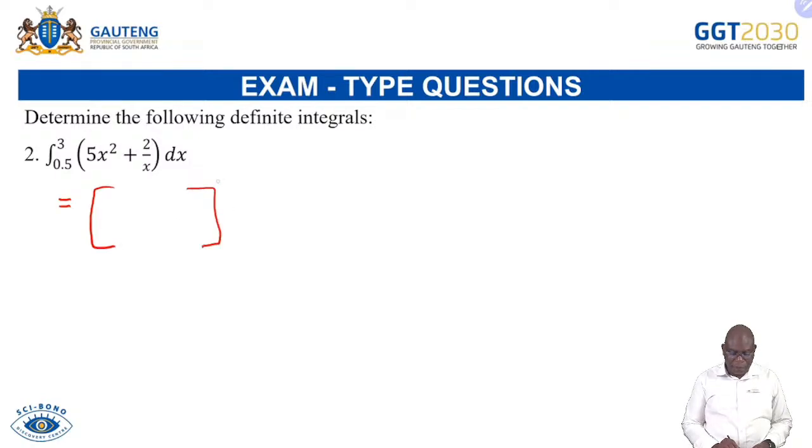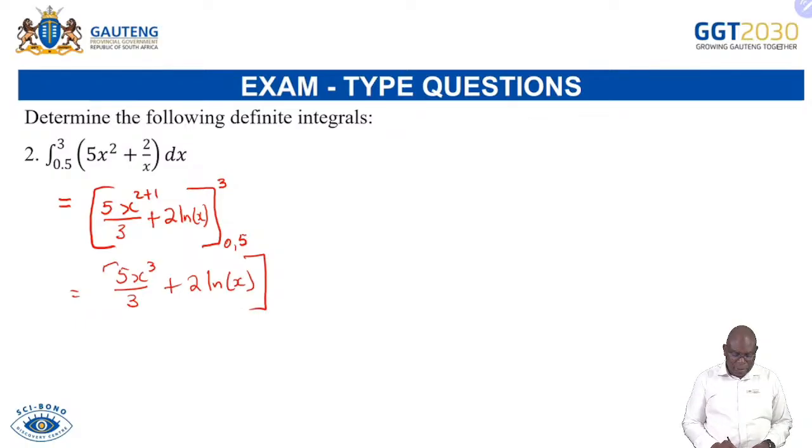So I'm going to have 5x squared. So it will be 5x squared plus 1 divided by 3 plus, if it's that, it will be 2 ln of x. This is a 3 and a 0,5. Must write those two. Then obviously that one will be 5x to the power of 3 all over 3 plus 2 ln x. Do you see I'm not writing a c, ne? So it's 3 and 0,5.